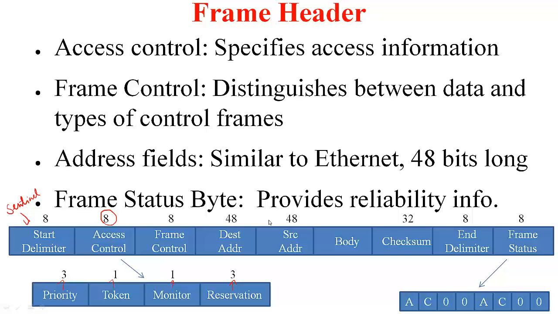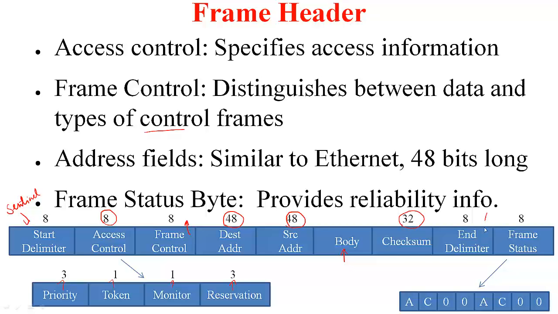Following access control is frame control. Basically, this field distinguishes whether the body is carrying some regular data or some control information. This control information is used for managing the operation of the ring. Again, I'll cover this shortly. Just like Ethernet, after frame control is destination address 48 bits followed by source address another 48 bits. After this is the payload, the body, basically higher layer data, and this is followed by checksum, which is again like Ethernet, a 32-bit checksum.